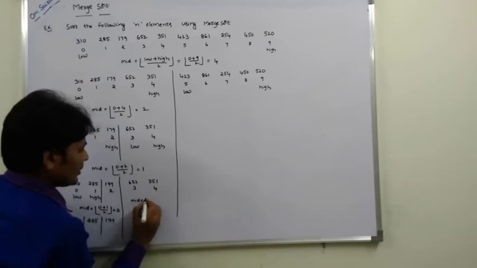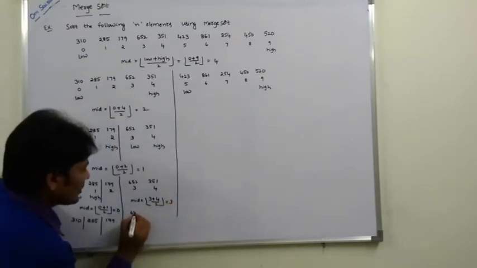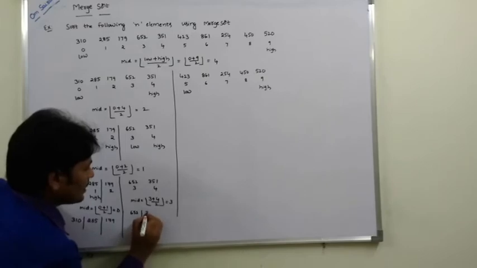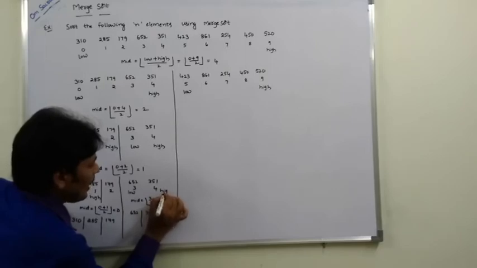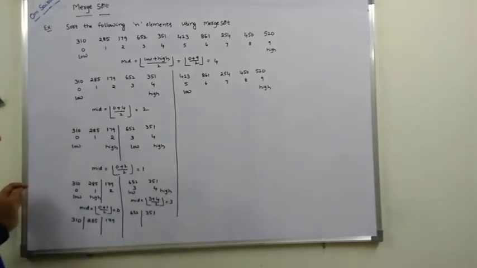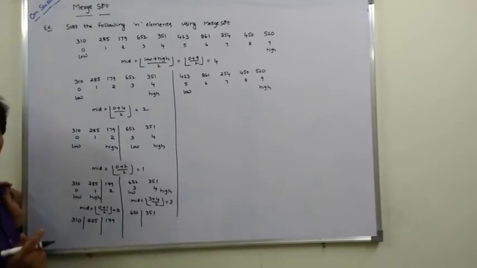Again, we can take the mid value. So mid is equal to 3 plus 4 by 2. So that is 3.5. That is 3. So here, 652 and 351. So this is a low value and this is a high value. Okay. So now we have to combine. So here each and every list contains a single element. So now we have to combine these elements by sorting the elements in the sublist.